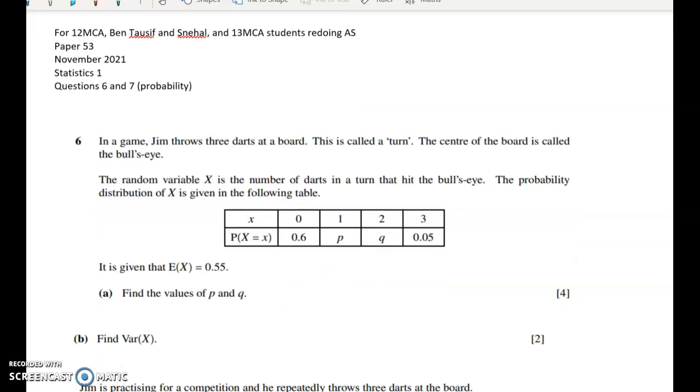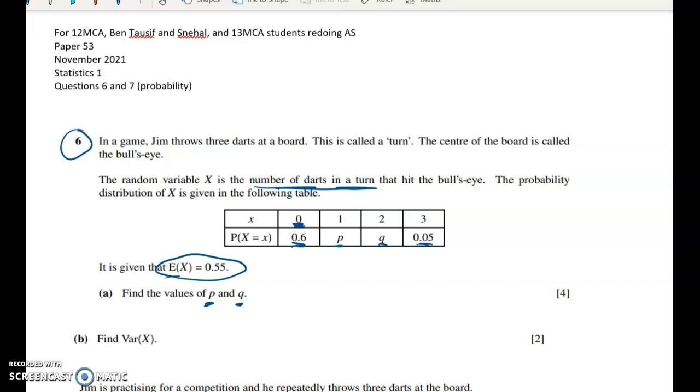In the first question, question 6, we've got 4 parts and they're all about Jim throwing 3 darts at a board. The probability distribution for the number of darts in a turn, which has 3 throws, that hit the bullseye is given here. So this means that none of the 3 hit the bullseye. The probabilities are given here, and you can see that we're missing 2 of them. We're also told that the mean of the distribution is 0.55. So the first thing we have to do is find the values of P and Q.